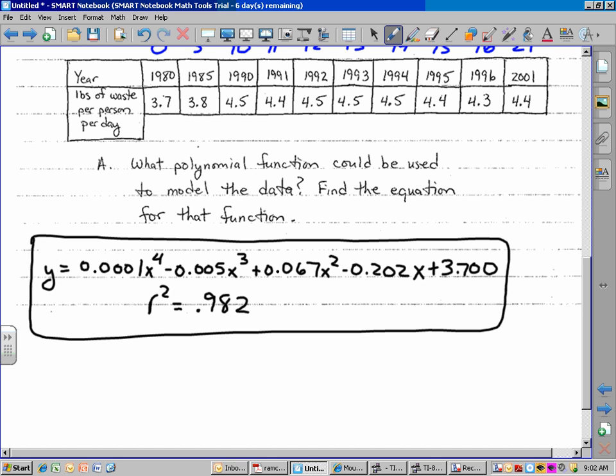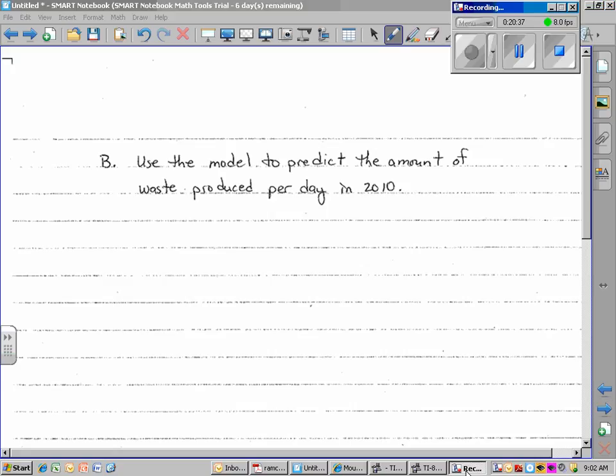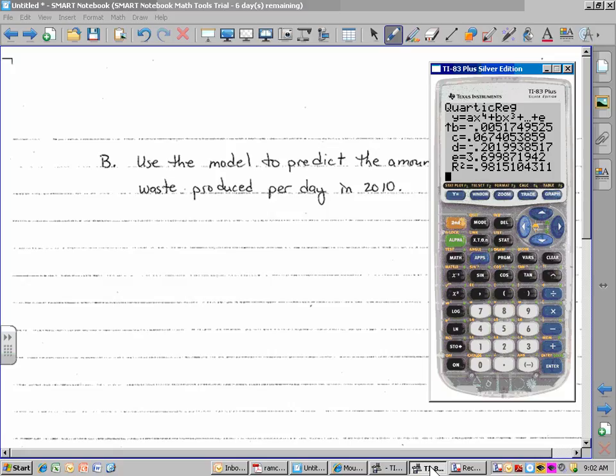That's part A. Let's look at part B. Use the model to predict the amount produced per day in 2010. Okay, bring the calculator back up. Now, 2010 is a year. That's our x values. 2010 is equivalent to 30 according to the numbers that I wrote. If 1980 is the 0, 2010 is 30. So that's what we're going to plug in.